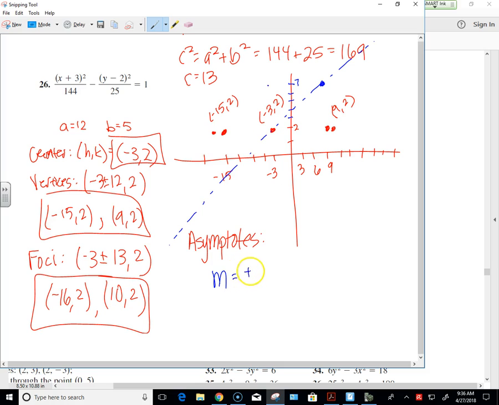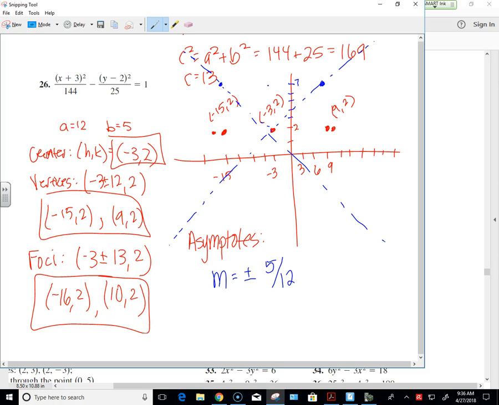m is equal to plus or minus b over a, the y measurement over the x measurement. So 5 over 12. Now, sadly, my y units are 1s and my x units are 3s, so they're obviously not equally spaced. But the idea still remains. I go up 5, I go over 12. But wait a minute, that's only one asymptote. I need both of them to hold in my branches and to see exactly how concave it's supposed to be. How do I do the other one? Minus. So instead of going up and to the right, I'm going to go up and to the left. Booyah.